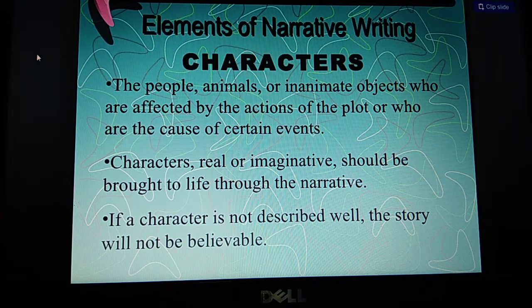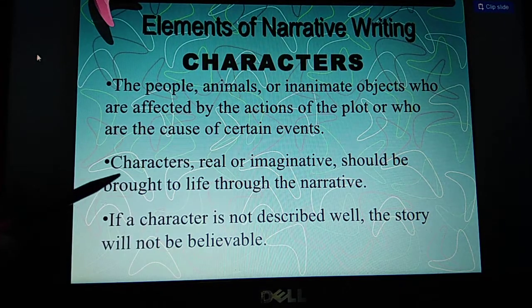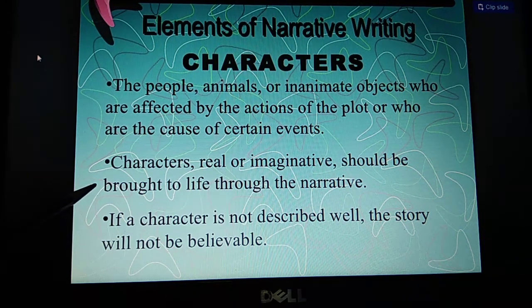The elements of narrative writing. Now, we're done with the plot. We are now going to come to the characters. The people, animals, or inanimate objects who are affected by the actions of the plot or who are the cause of certain events. Okay? You're going to mention all the people, if there's an animal, there's an inanimate object, because sometimes, for example, in recent years, a question was given where you have to write a story where a map plays an important role. Okay, so now the map is an inanimate object.